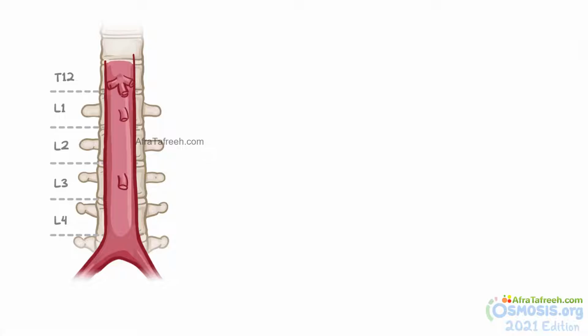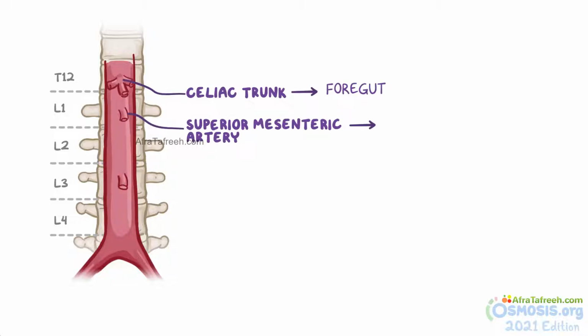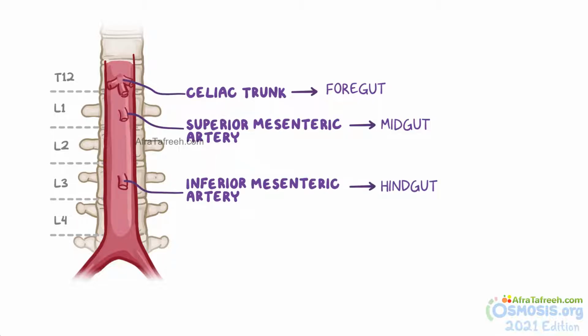Now remember that organs with the same embryologic origin share the same arterial supply, which primarily comes from the abdominal aorta and its single anterior branches: the celiac trunk for the foregut, the superior mesenteric artery for the midgut, and the inferior mesenteric artery for the hindgut.